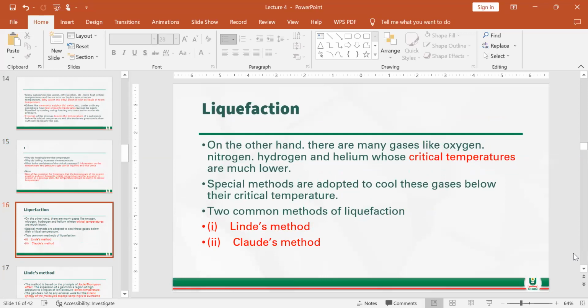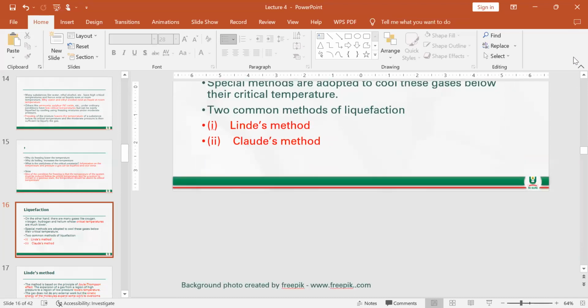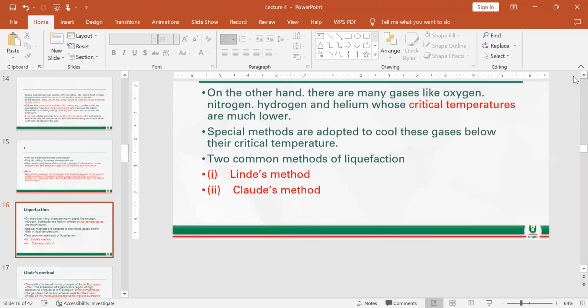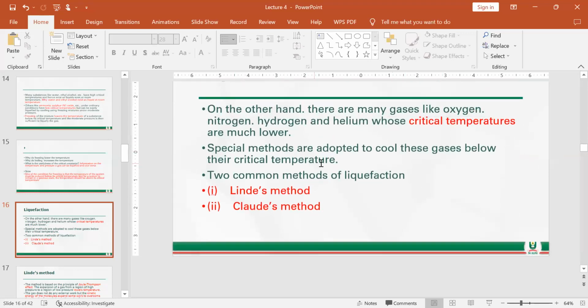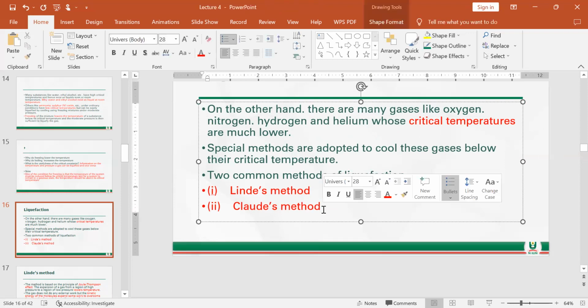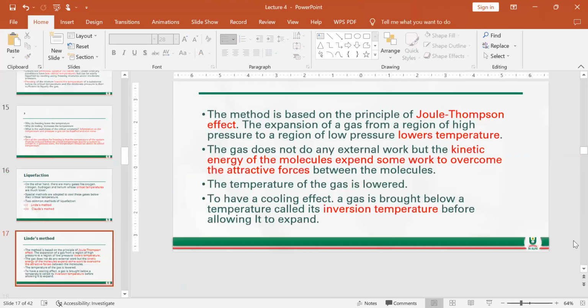On the other hand, there are many gases like oxygen, nitrogen, hydrogen, and helium whose critical temperatures are much lower. That means you can easily turn them to liquid. Special methods are adopted to cool these gases below their critical temperature. Two common methods of cooling these gases are the Linde's method and the Claude's method. You can use them to cool gases such as oxygen, nitrogen, and helium below the critical temperature.